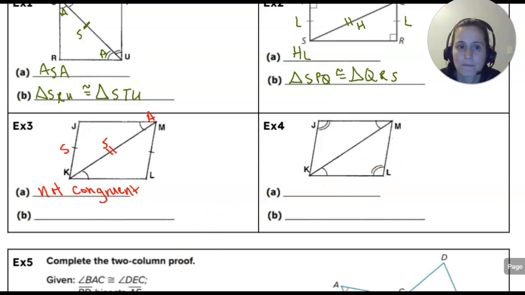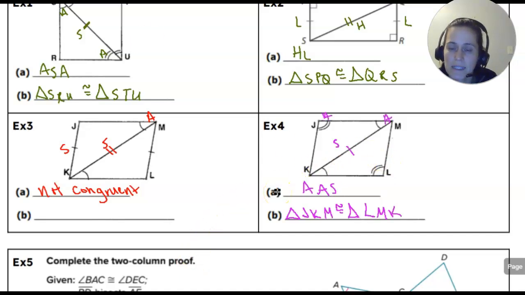If so, then how? By the reflexive property, we see that KM is congruent to MK. So that gives us another side. I'm going to label my angles and my side. So I have angle, angle, side, and showing how the triangles are congruent. So corresponding parts would be triangle JKM congruent to triangle LMK.